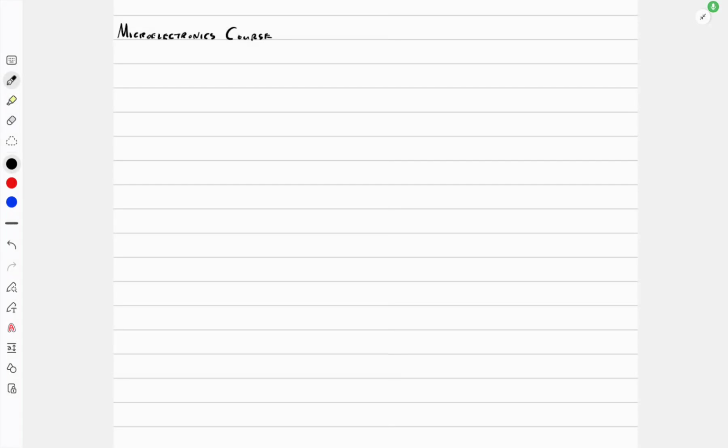Today we'll talk about the fundamentals and the introduction to this microelectronics course. So just to explain a little bit of an introduction: the course will follow this textbook. The textbook is Sedra and Smith, called Microelectronic Circuits.